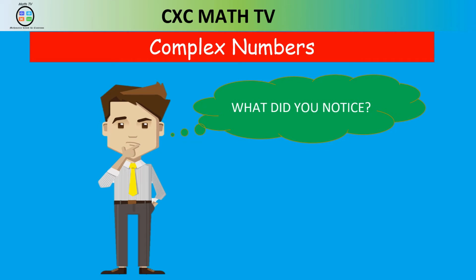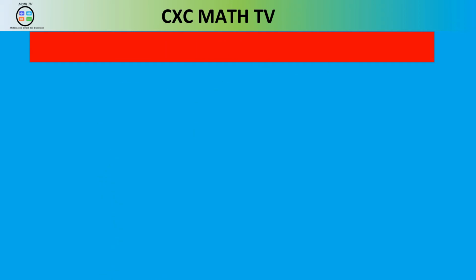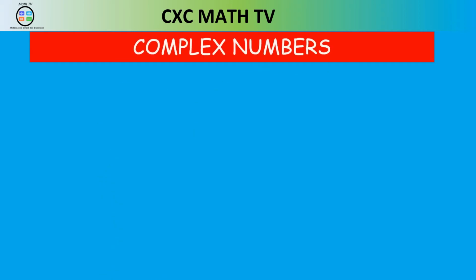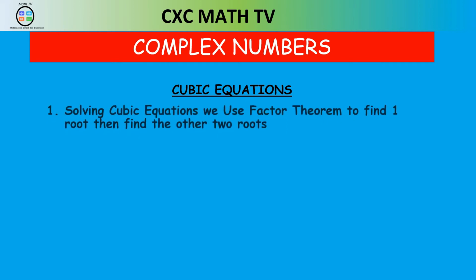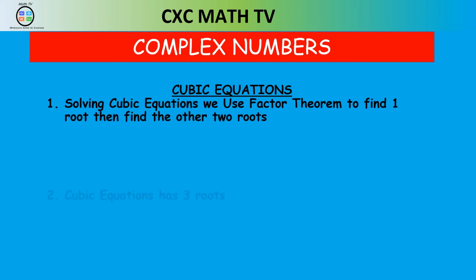Well, what we should have noticed is it's a cubic equation. So let's review some stuff that we should know about cubics. Solving a cubic equation, we use the factor theorem to find one root, and then we find the other two roots by polynomial division. And we know that a cubic equation has 3 roots. That is what we do know.